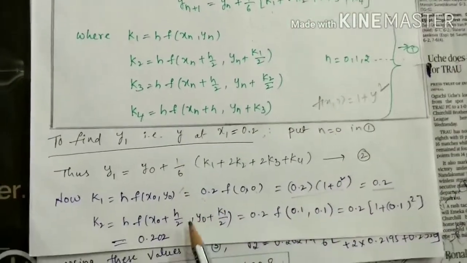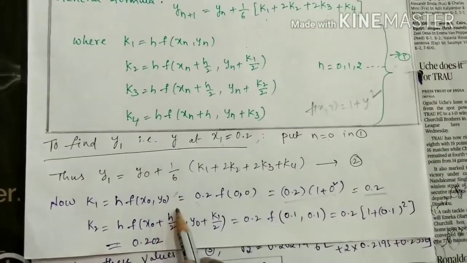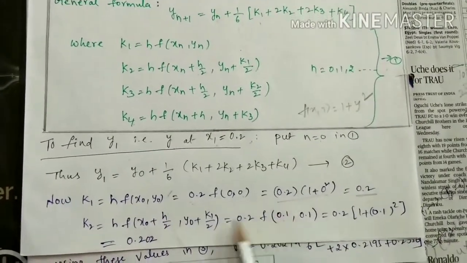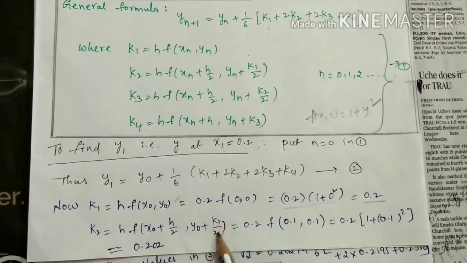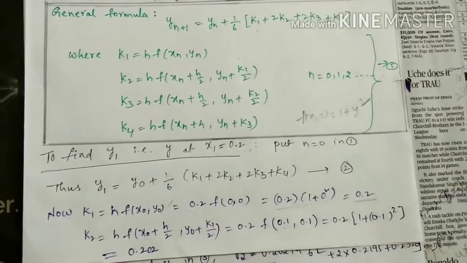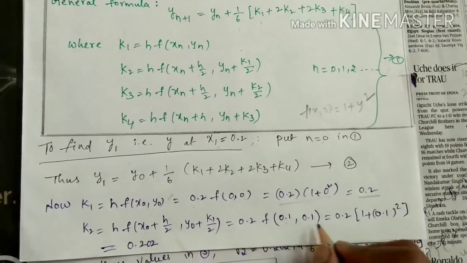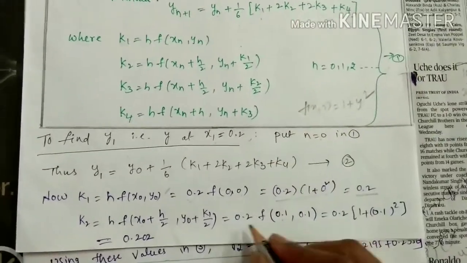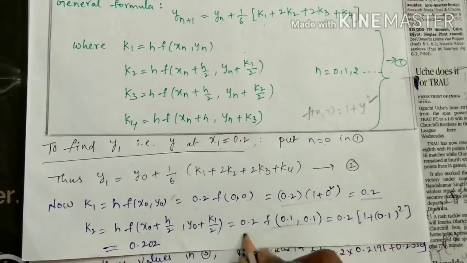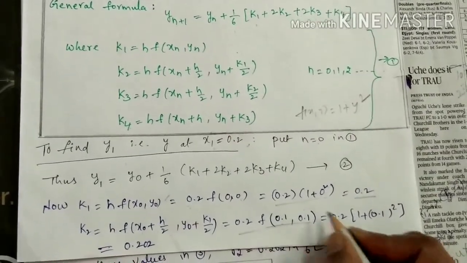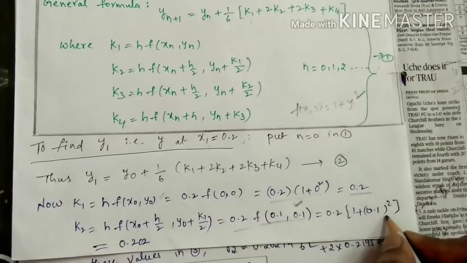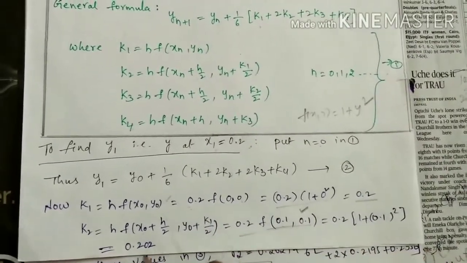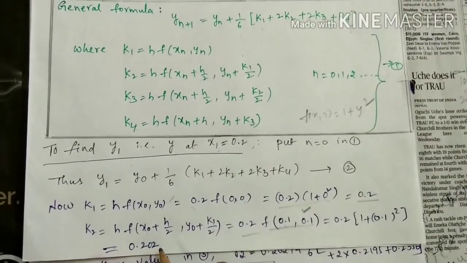Now k2 is given by h into f of x0 plus h by 2 comma y0 plus k1 by 2. Then x0 is 0, h is 0.2, so 0.2 by 2 is 0.1, and here 0 plus k1 by 2, 0.2 by 2, also becomes 0.1. Now using the f of x comma y function, this is going to be 0.2 into 1 plus 0.1 whole square. By simplifying this, we get the value 0.202.